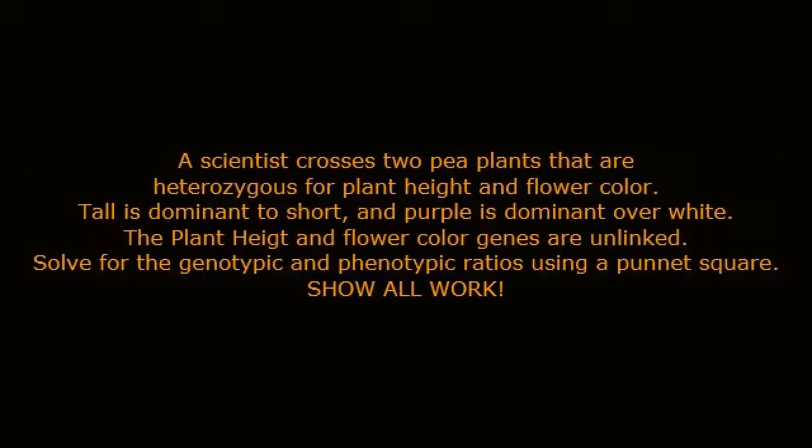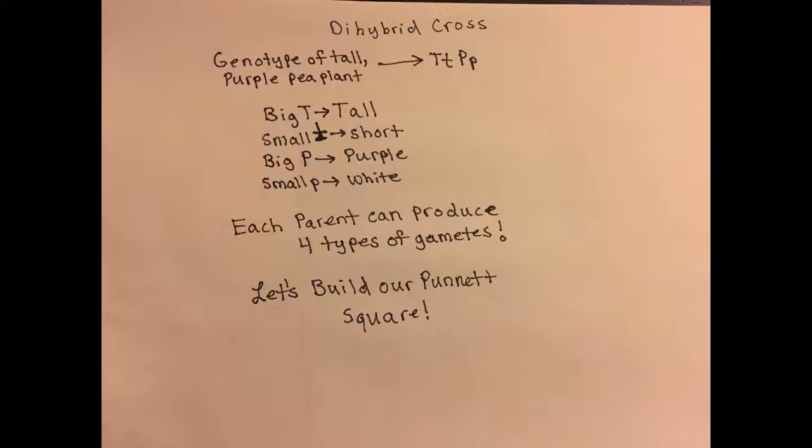A scientist crosses two pea plants that are heterozygous for plant height and flower color. Tall is dominant to short, and purple is dominant over white. The plant's height and flower color genes are unlinked. Solve for the genotypic and phenotypic ratios using a Punnett square. Show all work. So let's get started with this example.